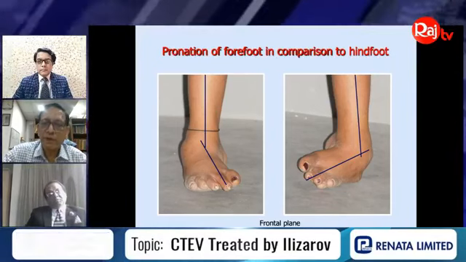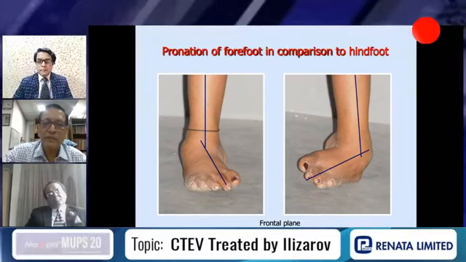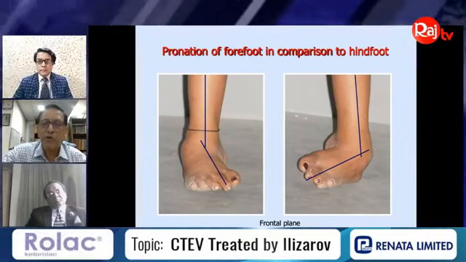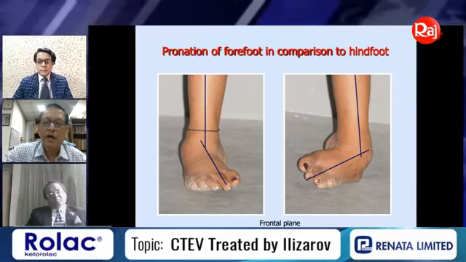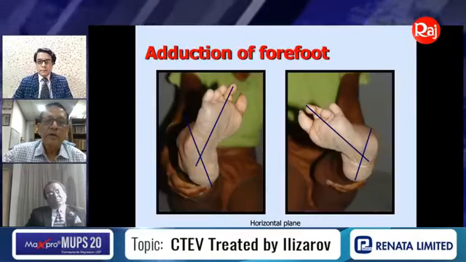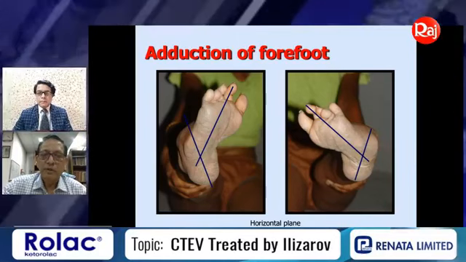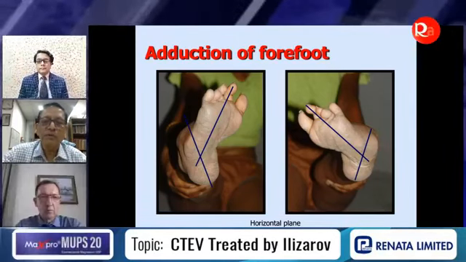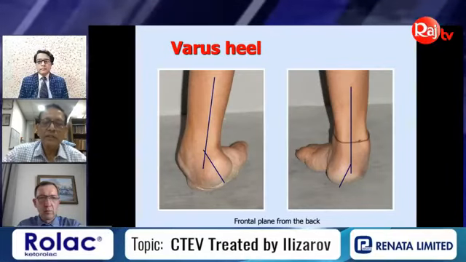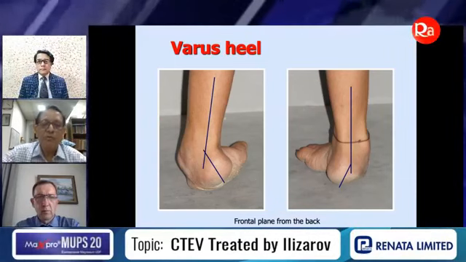So first of all, take a photograph and see from the front, and there is an adduction of the forefoot. Whenever you want to do the surgery, first of all you see how much adduction is there, how much pronation is there. Third, you take the photograph from the front view. So you should know how much adduction is present there. And another thing is that you should see from the back. Most important is how much varus is there.